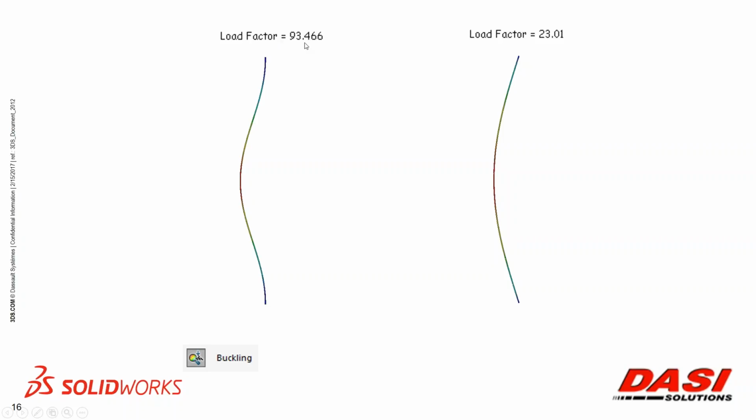One pattern might require about 100 newtons, about 93 newtons to buckle it. The other one, almost a quarter of that. Okay, so very different results that you get out of these two buckling modes. Okay, so which one's the right one?